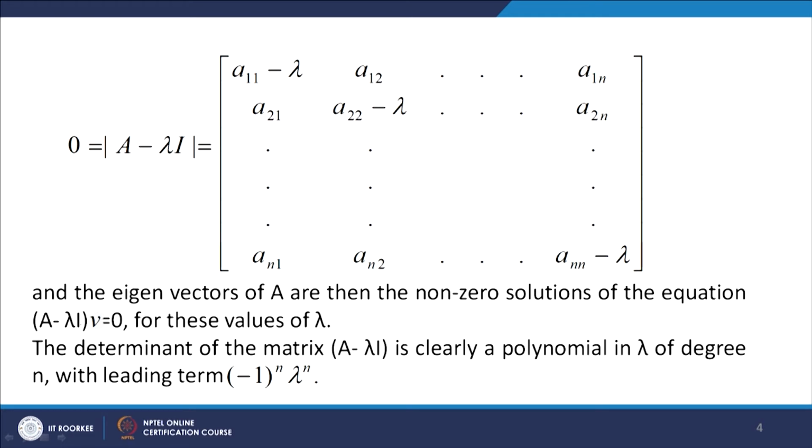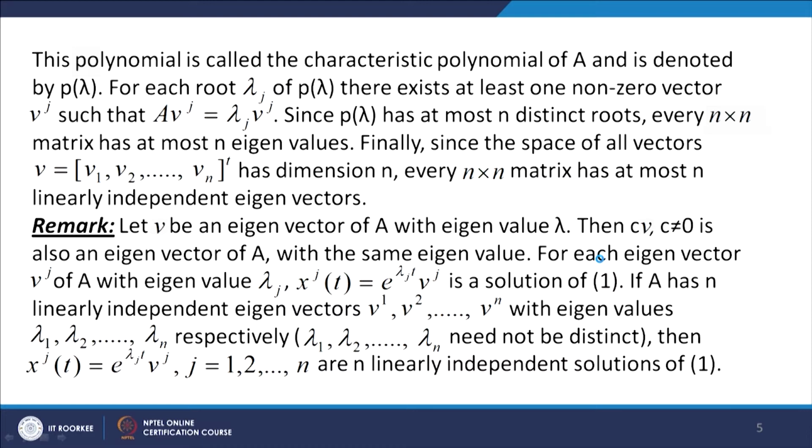So, once you find the values of lambda which satisfy this characteristic equation, the corresponding eigenvectors are given by the non-zero solutions of the equation (A minus lambda I) v equal to 0. Now, the determinant of the matrix A minus lambda I is clearly a polynomial in lambda of degree n, with the leading coefficient minus 1 to the power n times lambda to the power n. This polynomial is called the characteristic polynomial of A and is denoted by p(lambda). So, p(lambda) is equal to determinant of A minus lambda I.